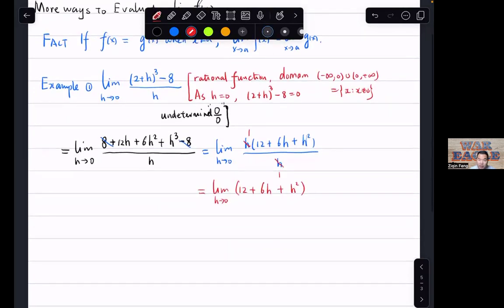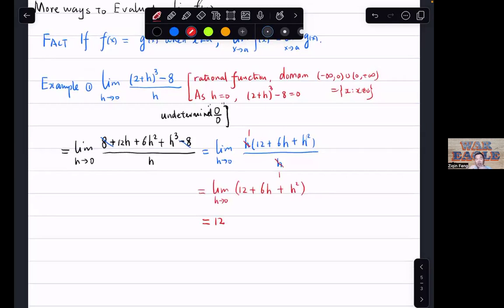So plug in 0 directly, you get this is 12, right? So how do we evaluate this limit? You are starting from a function. If you plug in 0, you get denominator equal to 0, right? At the same time, if you plug in 0 in the numerator, the numerator also is 0. You get a 0 over 0 kind of limit, which is a quotient. Both numerator and denominator go to 0, right?